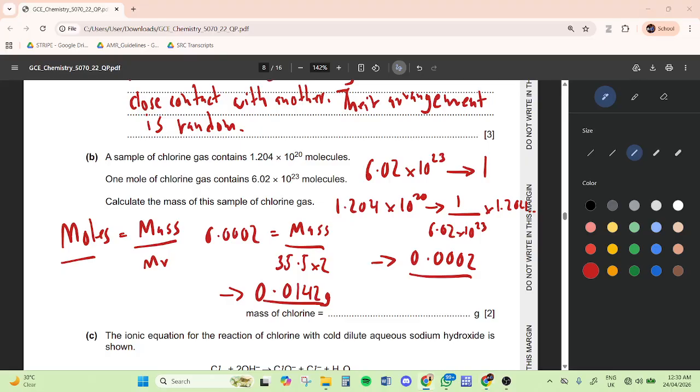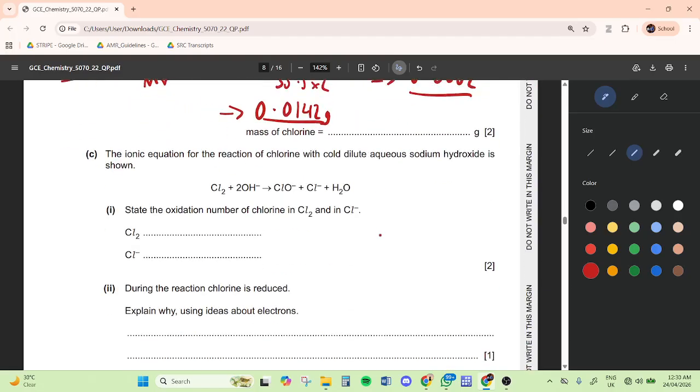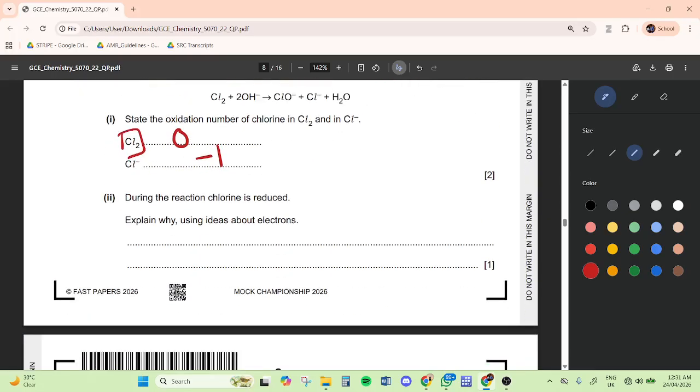So let's move forward to this one. State the oxidation number of chlorine in Cl2. Obviously in its gaseous state, it has no oxidation number, so this is going to be 0. And over here you can see 1 minus, so this is going to be -1. Very simple, very easy. During the reaction, chlorine is reduced. Explain why using ideas about electrons. So remember the acronym OIL RIG.